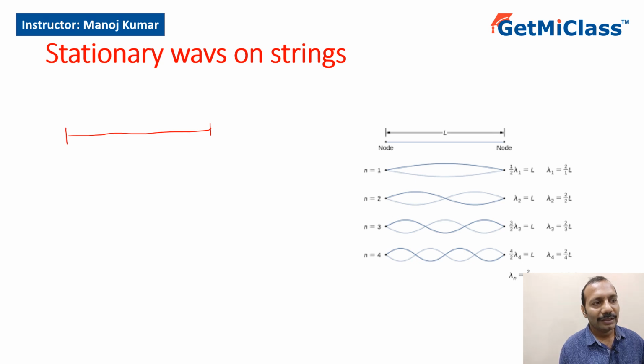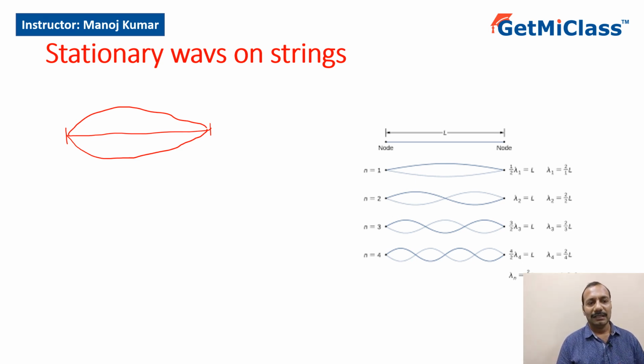Now let me take a string which is stretched. I pluck the string at the center. Now how is this vibrating? This is vibrating like this, the loop. Now this is the wave of maximum wavelength that can be produced on this particular string. So this is the resultant stationary wave that we are seeing.